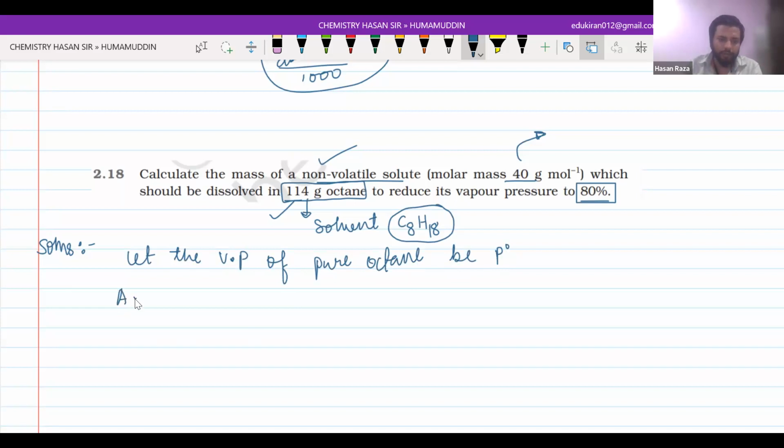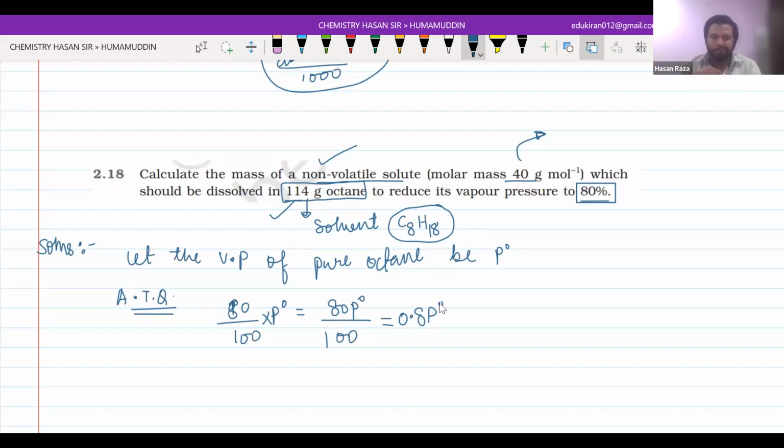So according to the question, the vapor pressure decreases up to 80%. To reduce its vapor pressure to 80%, that means 80% of the P naught. That means you will be getting 80 P naught by 100. That means the new vapor pressure is 0.8 P naught. Is that clear up to this? Yes, sir.